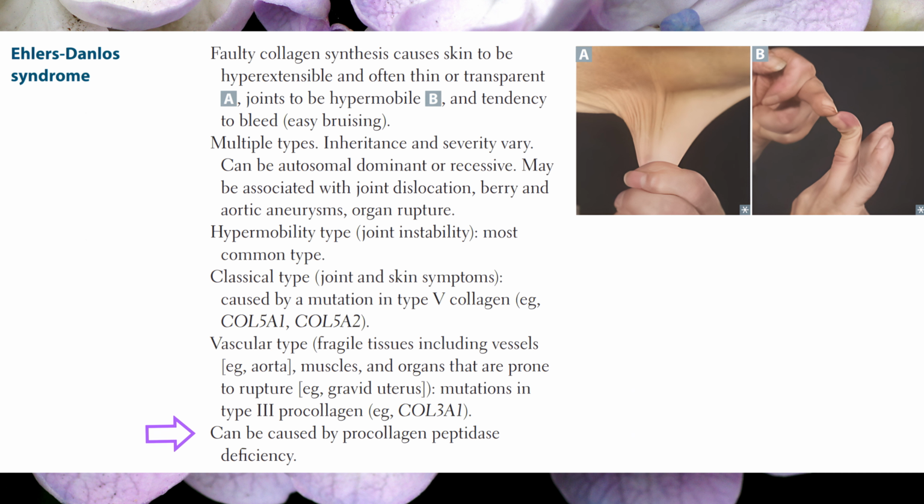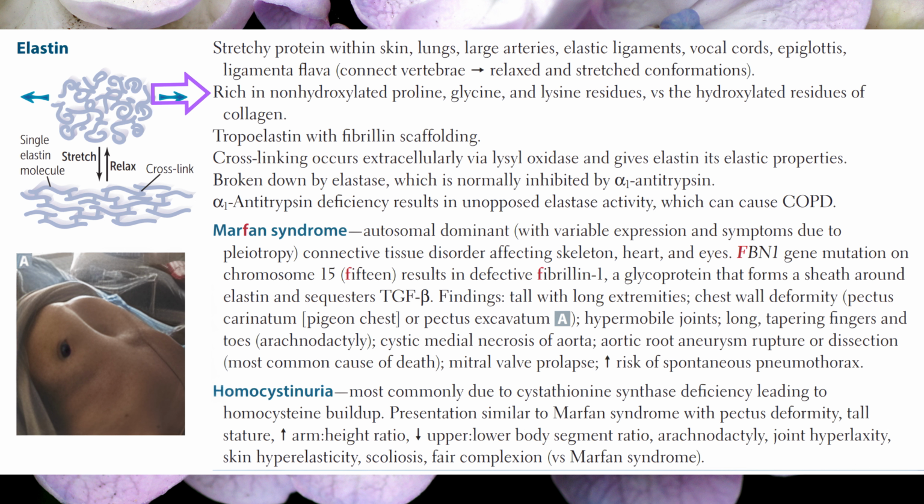Elastin. Elastin is a stretchy protein within the skin, lungs, large arteries, elastic ligaments, vocal cords, epiglottis, and ligamenta flava. Ligamenta flava connects vertebrae, which leads to relaxed and stretched conformations. Elastin is rich in non-hydroxylated proline, glycine, and lysine residues versus the hydroxylated residues of collagen. Elastin with fibrillin scaffolding. Cross-linking occurs extracellularly via lysyl oxidase and gives elastin its elastic properties.